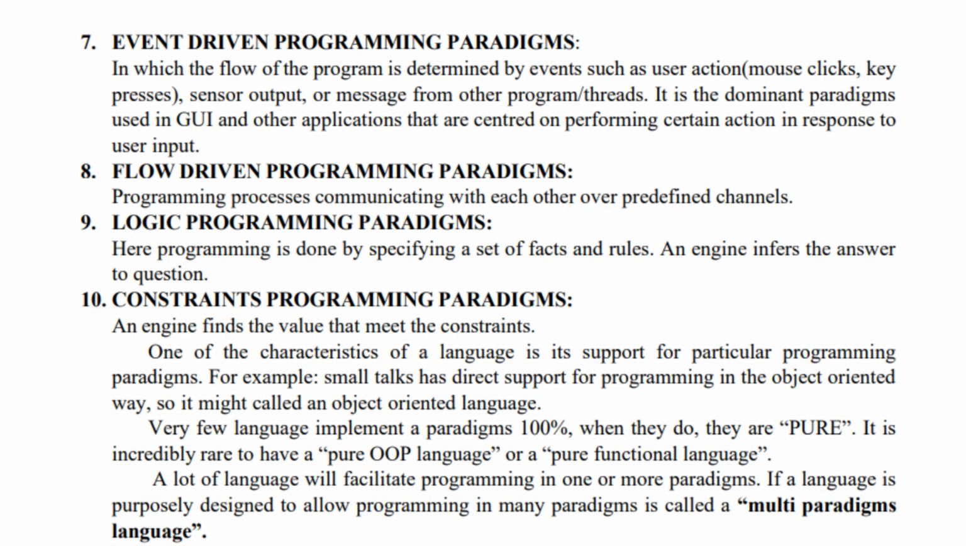One of the characteristics of a language is its support for particular programming paradigms. For example, Smalltalk has direct support for programming in the object-oriented way, so it might be called an object-oriented language. Very few languages implement a paradigm 100%. When they do, they are pure. It is incredibly rare to have a pure OOP language or a pure functional language. A lot of languages will facilitate programming in one or more paradigms. If a language is purposely designed to allow programming in many paradigms, it is called a multi-paradigm language.